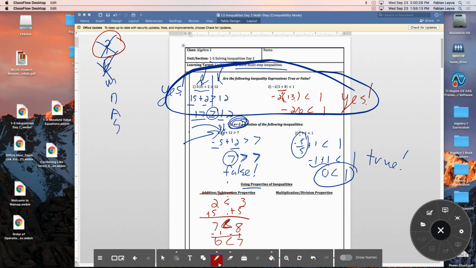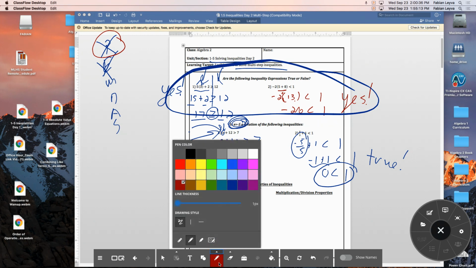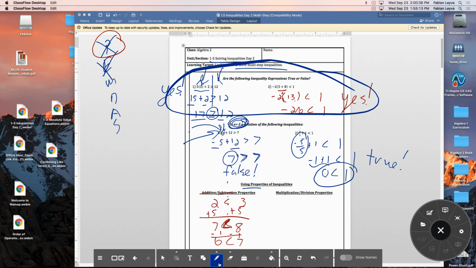My inequality still remains the same, so nothing changes. You can add and subtract to two sides of an inequality and nothing happens. You're going to be okay. Now notice that that is not true when you're multiplying.